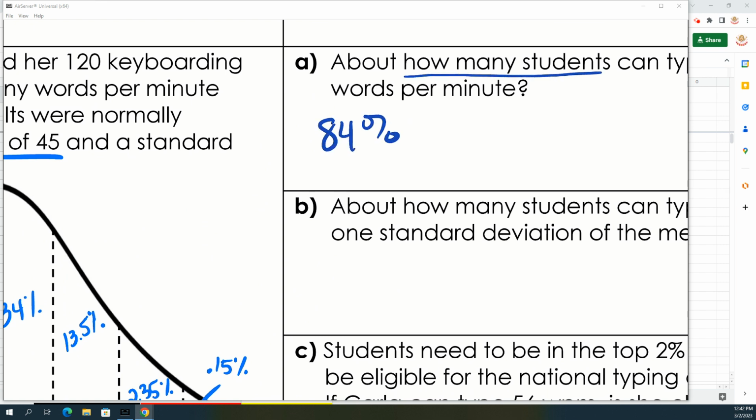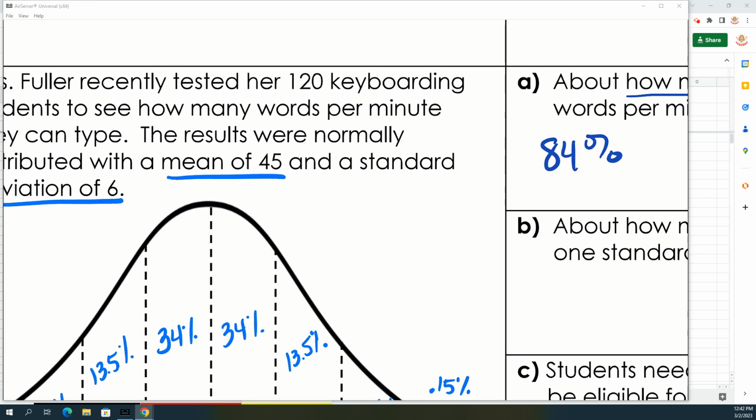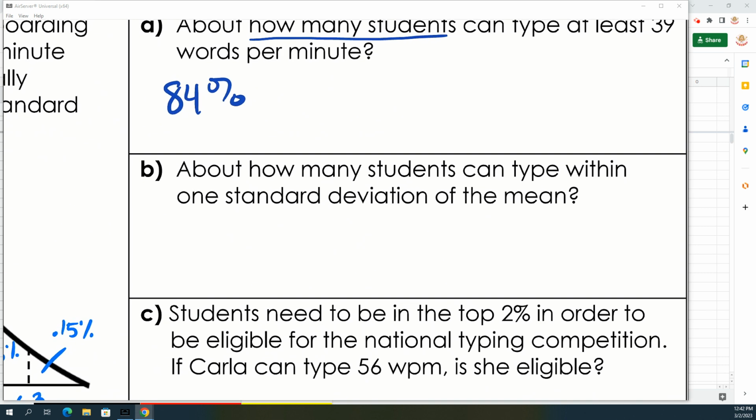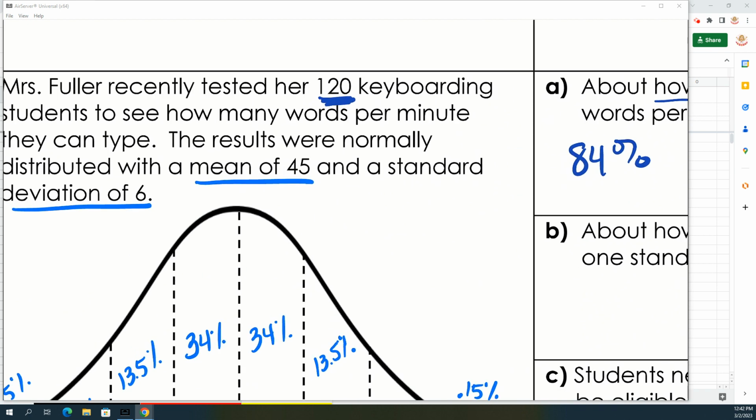Now be careful that you answer the question. The question is how many students? I know that there are 120 students that we're looking at. So we'll take that and multiply it by 0.84, which is going to give us 101 students. Yeah, 120 keyboard students.